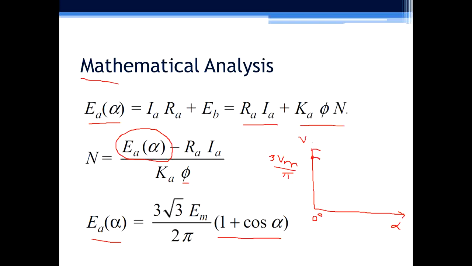So as you increase alpha, that is 30 to 180 degree, you will see that average voltage will keep on reducing. At 90 degree it will be 50%. So if we assume 90 degree somewhere here, the average output voltage will be 50% at this point.